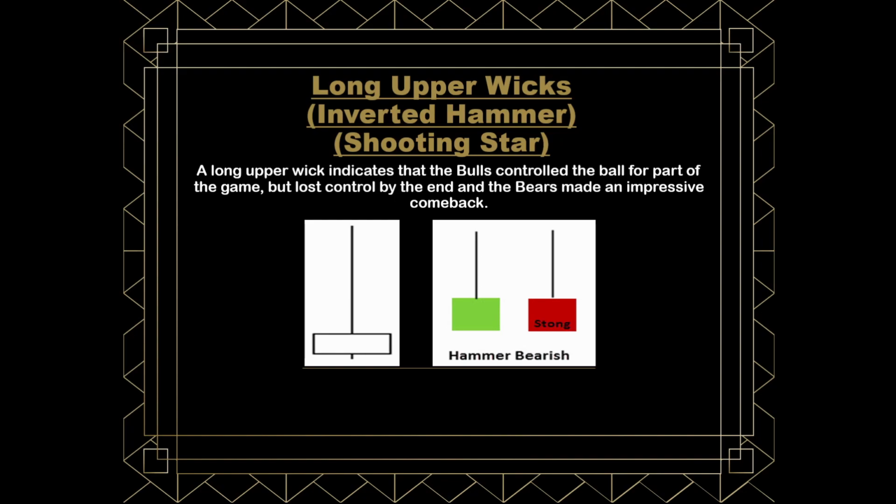Long upper wicks, inverted hammer or shooting star. A long upper wick indicates that the bulls controlled the ball for part of the game, but lost control by the end, and the bears made an impressive comeback. Again, it doesn't matter with the candle. It could be a bullish candle open here or a bearish candle open right here. The bulls were able to rally and bring prices up, but at the end, the bears were able to bring prices right back down. And for a green candlestick, if it closed above the open, and if it was a bearish candlestick, prices would have closed below the open.